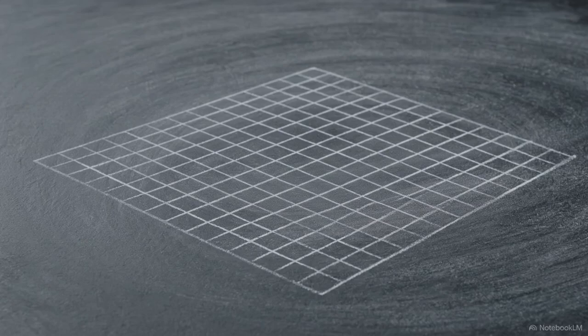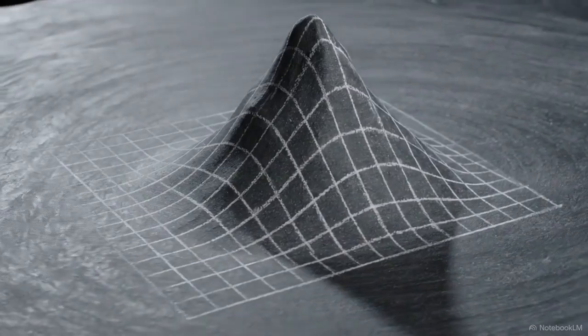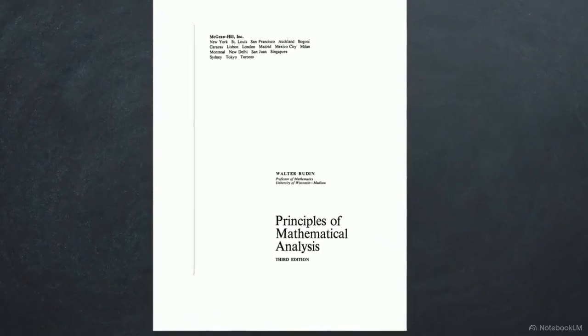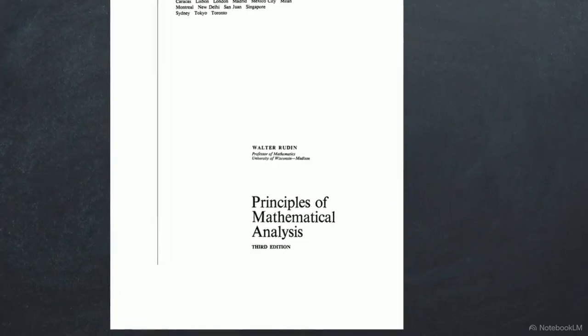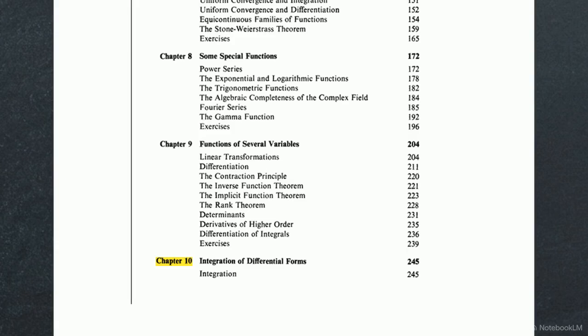Can every continuous function be obtained as the derivative of another function? And if so, how exactly do we construct it? To answer that, we turn to Walter Rudin's Principles of Mathematical Analysis. This text provides the rigorous machinery necessary to bridge the gap between differentiation and integration in higher dimensions. Our focus is located here in Chapter 10.